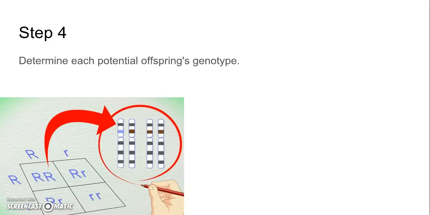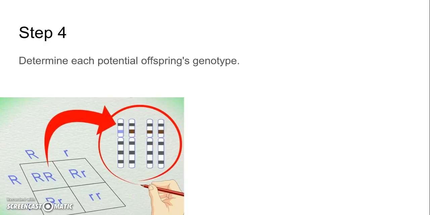each potential offspring's genotype. Now, normally, dominant genes are written with capital letters and recessive genes are written with lowercase letters. Dominant genes trump recessive genes, so a genotype of uppercase R, lowercase r, has a phenotype of uppercase R.